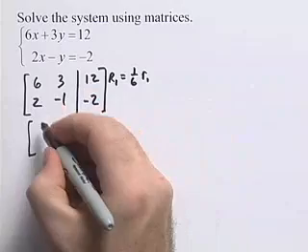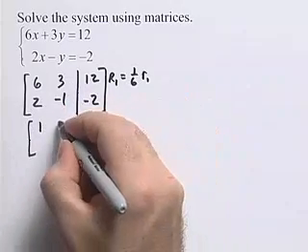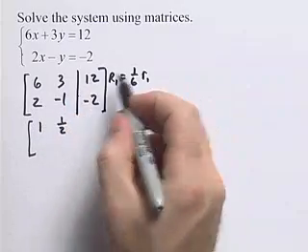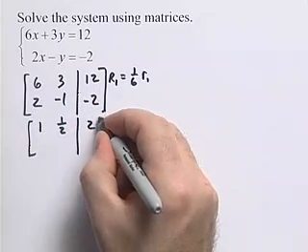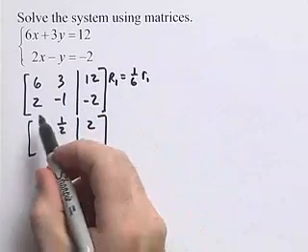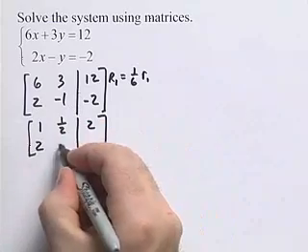So if I take 1/6 times 6, I get 1. 3 times 1/6 is 1/2. And 12 times 1/6 is 2. I haven't changed my second row, so I'm just going to rewrite that.